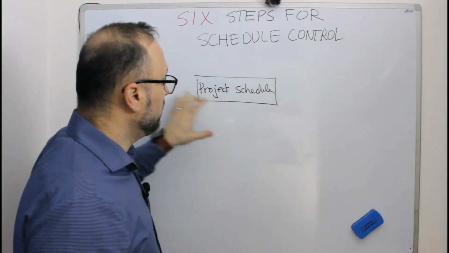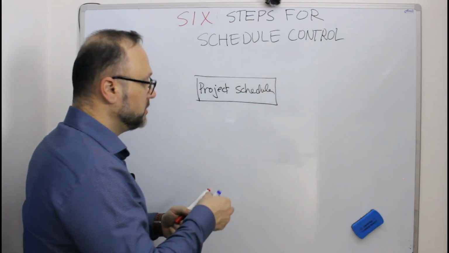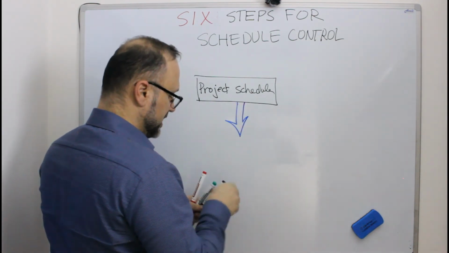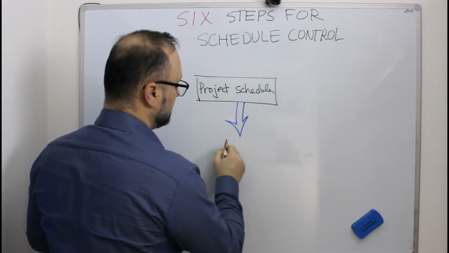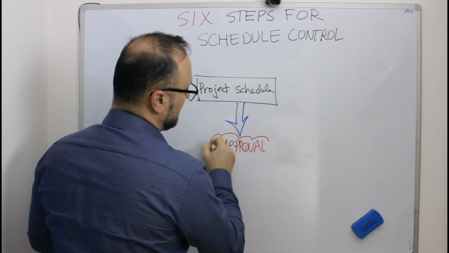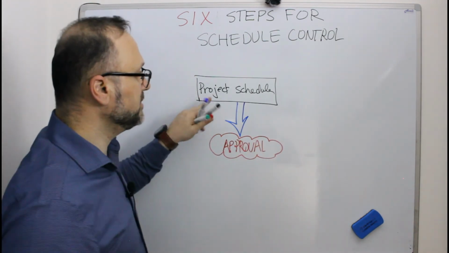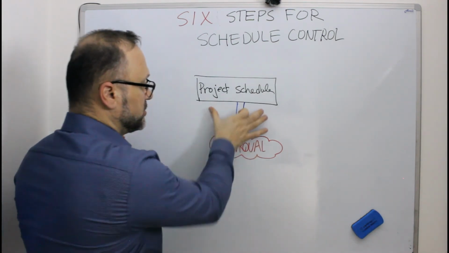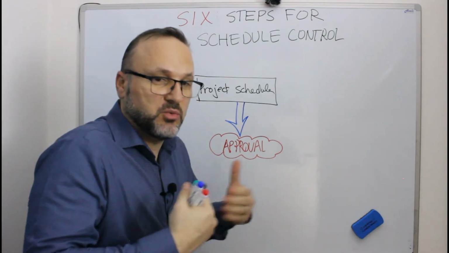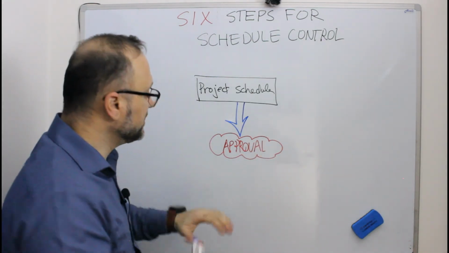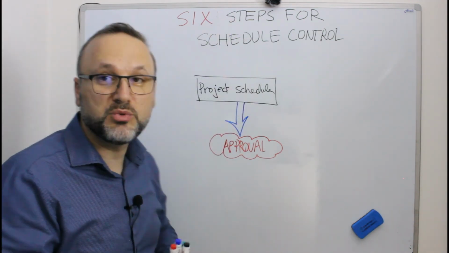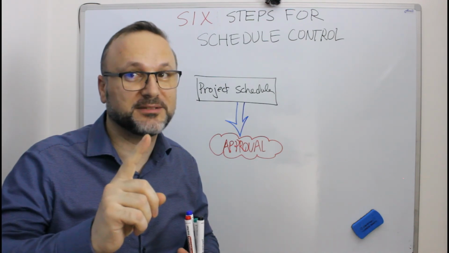Okay, now when the schedule is approved, I will make it in red because this is important. Approval means your project schedule is done and now it's approved. Once it's approved, you can start work with this schedule. And the first step of those 6 steps is to make the baseline of the project.